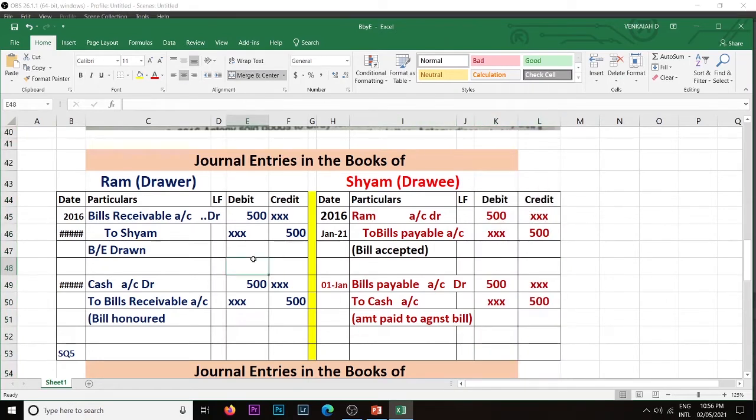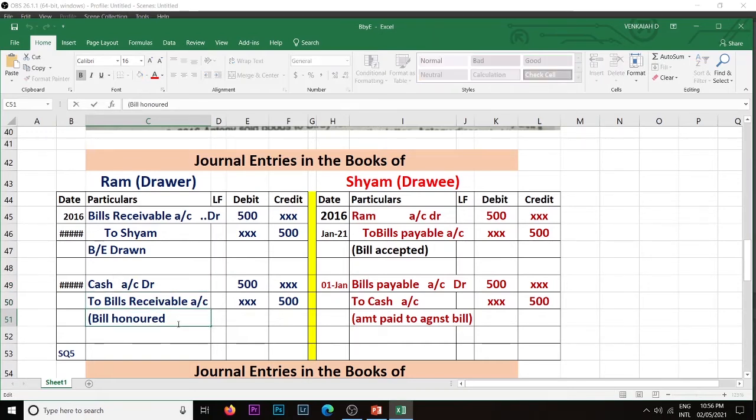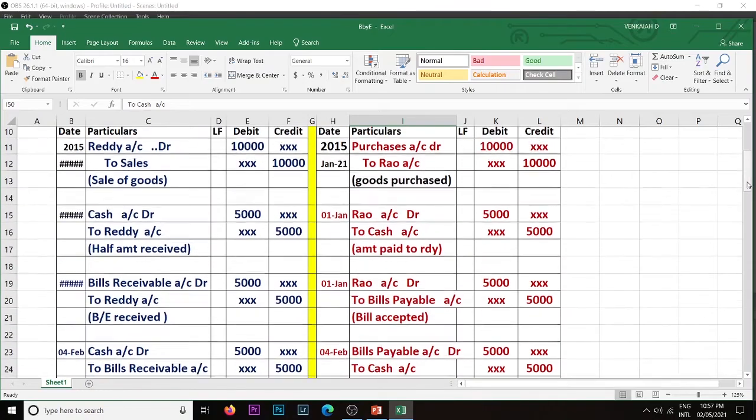On the due date, the bill is honored by Shyam. This means Ram received the money: cash account debit to bills receivable account 500, being bill honored. And in Shyam's books, bills payable is paid on the due date: bills payable account debit to cash account, amount paid against bill. So that is short answer question number 4, I think.